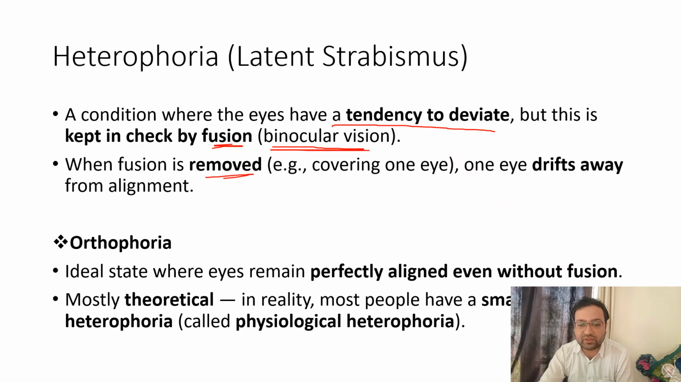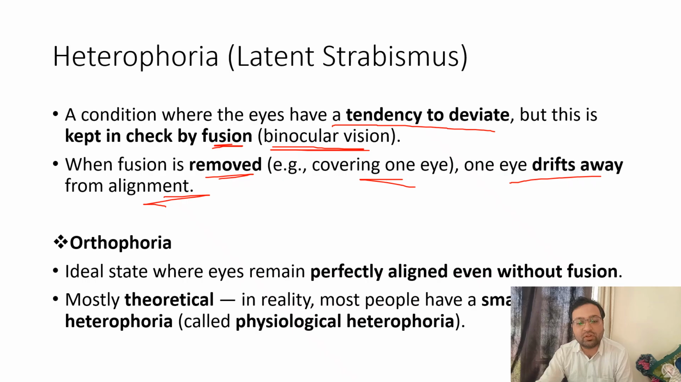When fusion is removed, how can the fusion be removed? By covering the one eye, it drifts away from alignment. So this is heterophoria. What is heterophoria? Heterophoria means the squint is not visible to the naked eye. So we have to evaluate whether the squint is present or not, and how do we do this? We remove the fusion, or dissociate. How do we do that? We cover the one eye, and hence the one eye drifts away from the alignment.